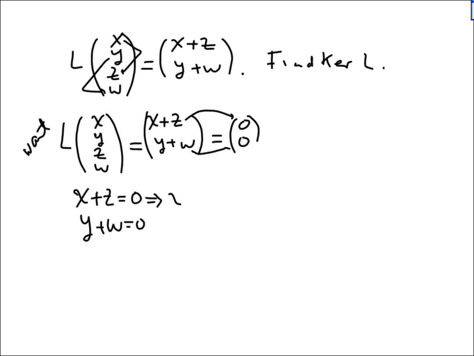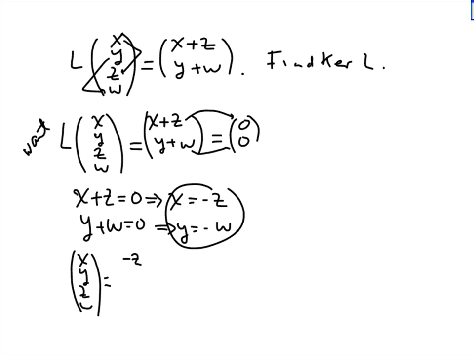Well, that implies that x must be negative z and that y must be negative w. So in other words, when you have x, y, z, w, it must be negative z, that's x. y is negative w, and z is z, and w is w.